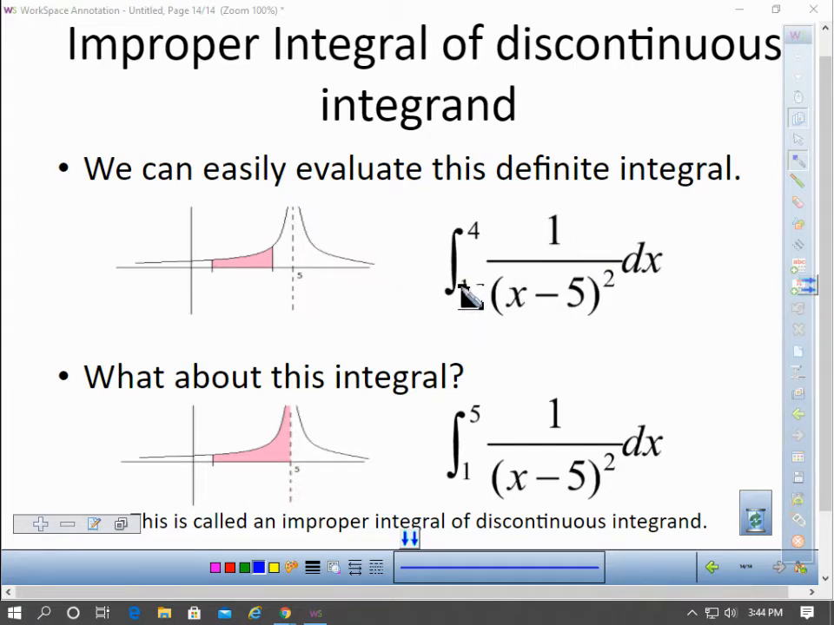Now we are finding the area under this curve from 1 to 4. So we're going from 1 to 4. Not a problem. We can find that pink area. Not an issue at all.